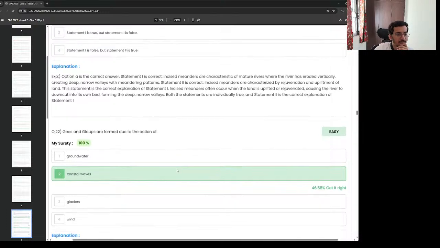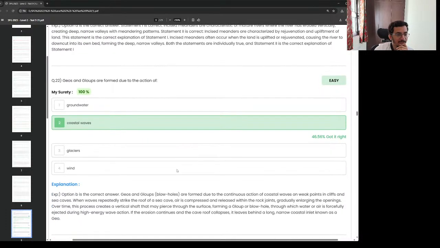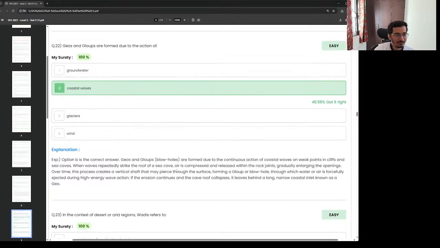Then, yeah, this one we know. Geos and gloups are formed due to coastal waves. I remember this. Like the whales go, these are called gloups. It's a funny noise to make. That's why you remember whales go gloup. Geos are also coastal erosional landforms. It's a long, narrow coastal inlet known as a geo.